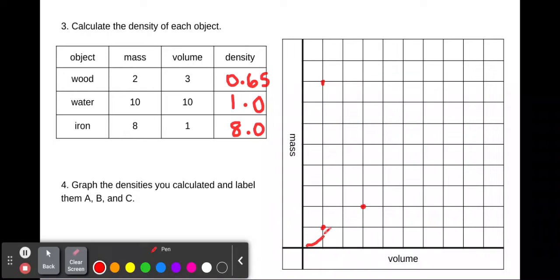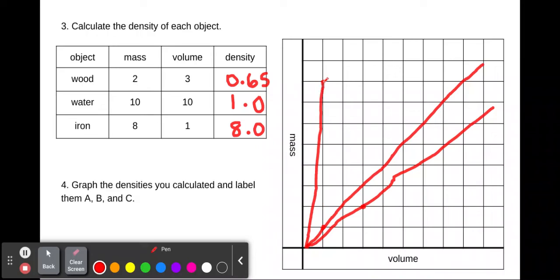Okay. And again, if we were to draw lines that extend from the origin through these points, we would see that wood has a relatively low slope, and that would pass through all the points for different size pieces of wood. Water is going to have a slope of 1, which means that every time the mass rises by 1, the volume also rises by 1. And then finally, iron is going to have a very steep slope because it has 8 grams per milliliter, which means that its mass increases very rapidly as the size of the iron increases.